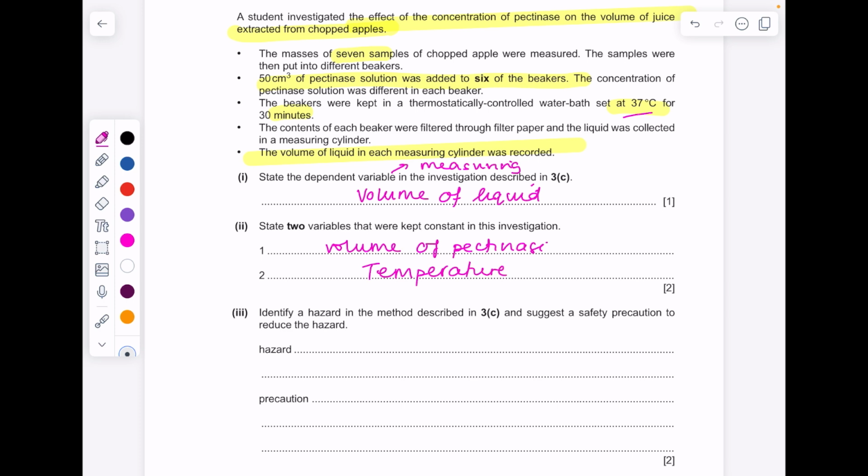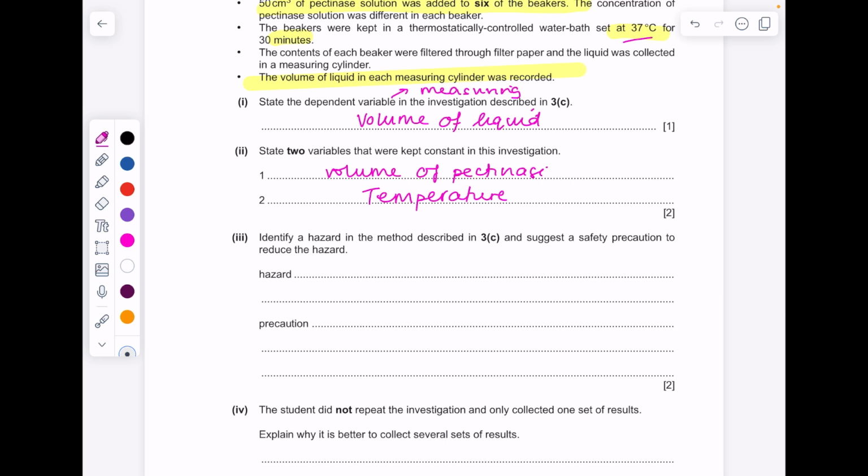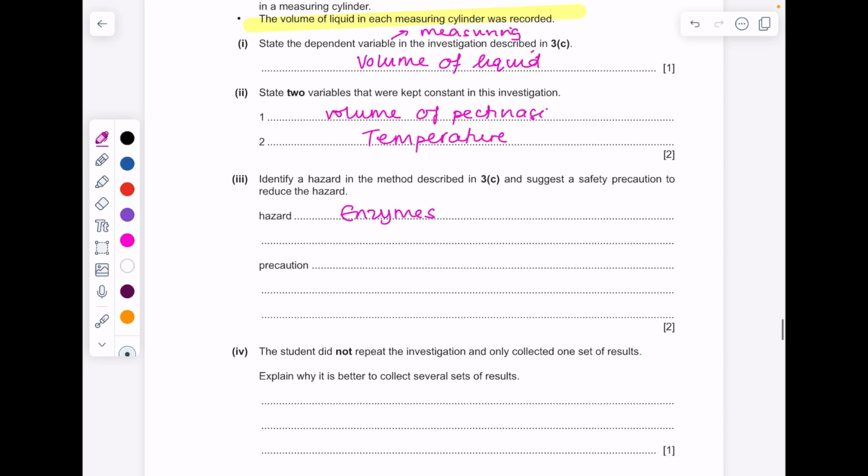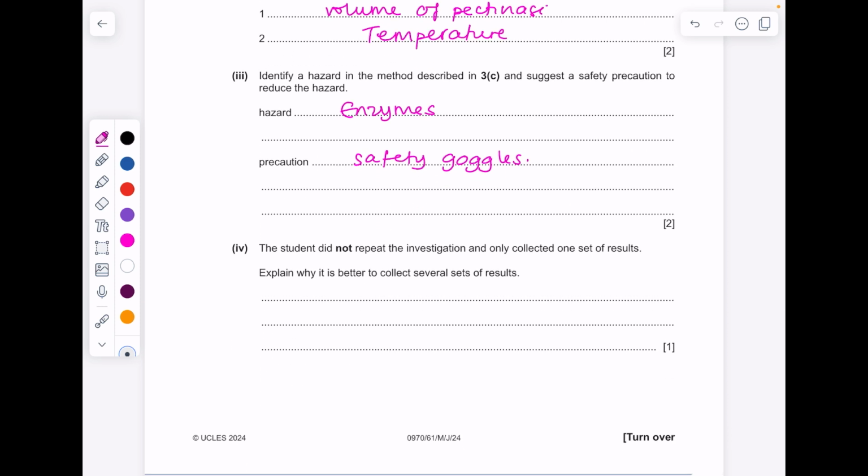Identify a hazard and suggest a safety precaution. So the hazard is the fact that you're using enzymes. We don't want those anywhere near our eyes, so we're going to wear safety spectacles or goggles. The student did not repeat the investigation and only collected one set of results. Explain why it is better to collect several sets of results. So you can identify and omit anomalous results.